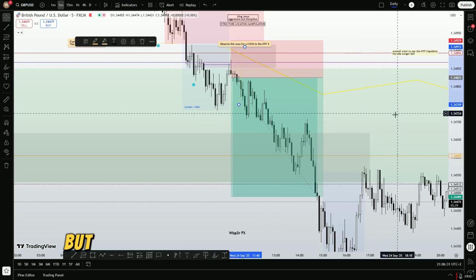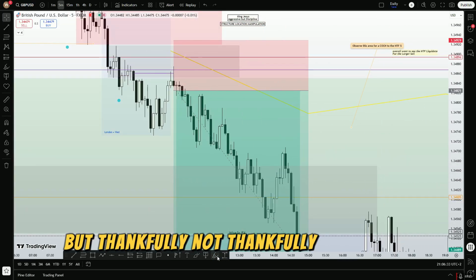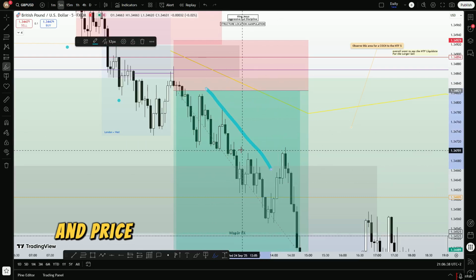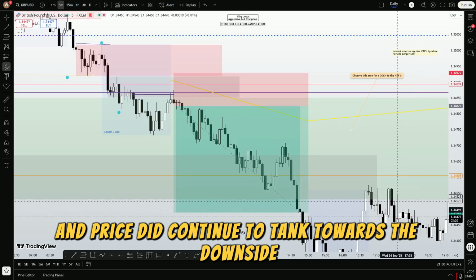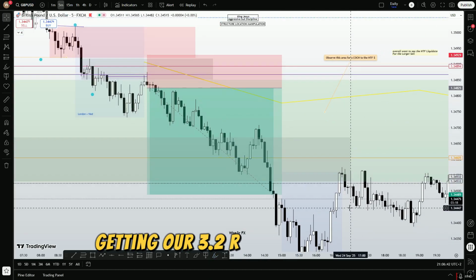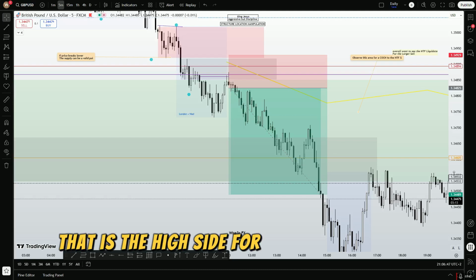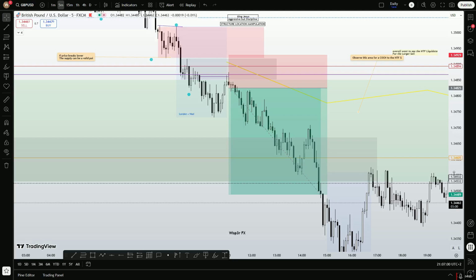But thankfully, beautifully, we did not hit stop loss, and price did continue to tank towards the downside, getting our 3.2 on that position. That is the hindsight for 23rd of September.